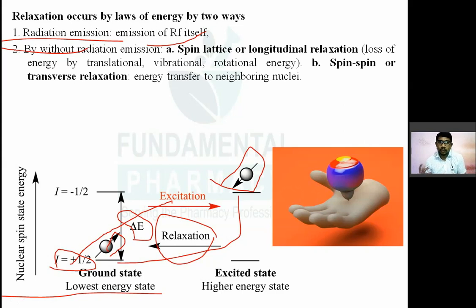In this case it will transport the energy to something else. So in that you have two subtypes. The first one is the spin lattice or longitudinal relaxation. The energy is lost by translational, vibrational and rotational energy. The molecule comes to ground state by changing the energy, and that is called spin lattice longitudinal relaxation.